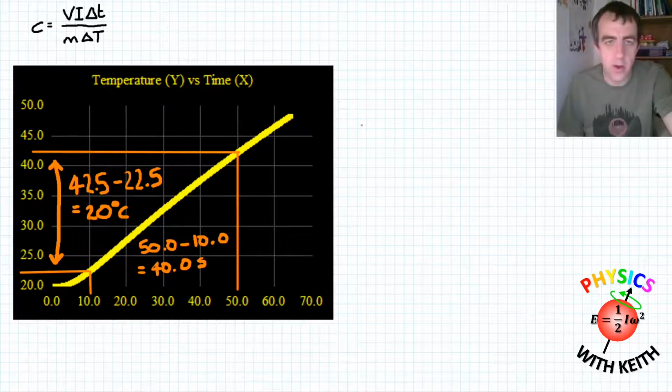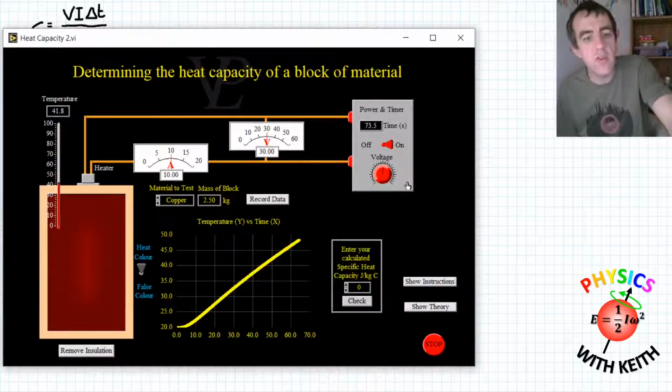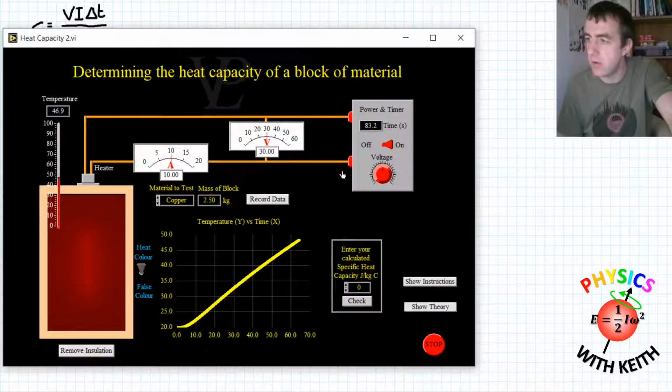Let's write down what we know then. The mass of the copper block was 2.50 kilograms. That's what it said on the simulation. Our change in temperature is equal to 20 degrees Celsius. And our interval of time is equal to 40.0 seconds. While the simulation was running, you can see that we had a very stable current of 10 amperes and we had a potential difference of 30 volts. So I can write those down as well.